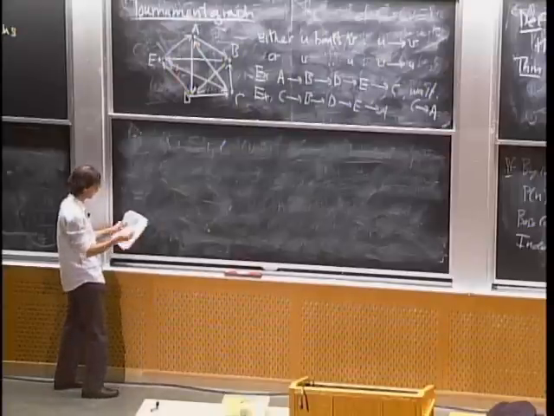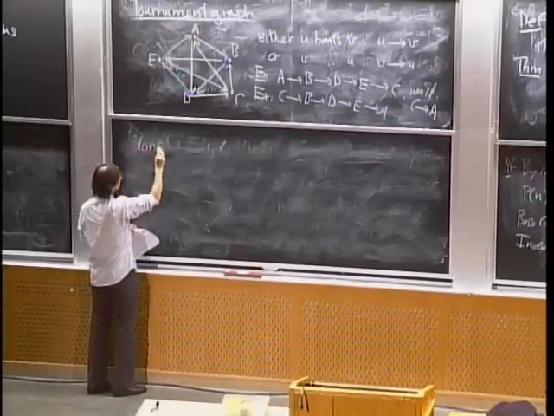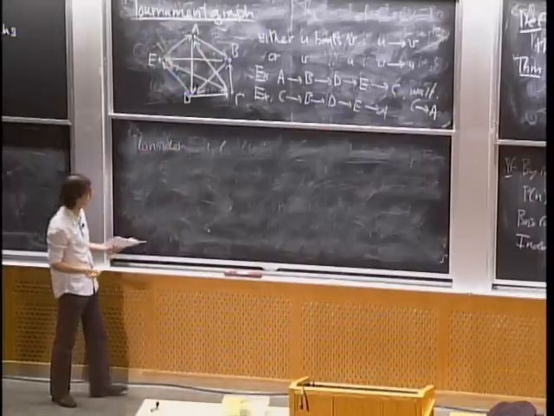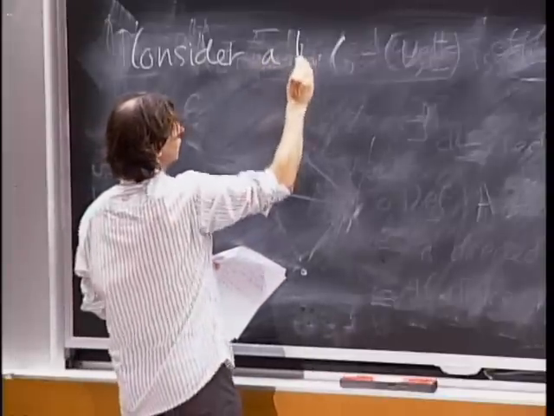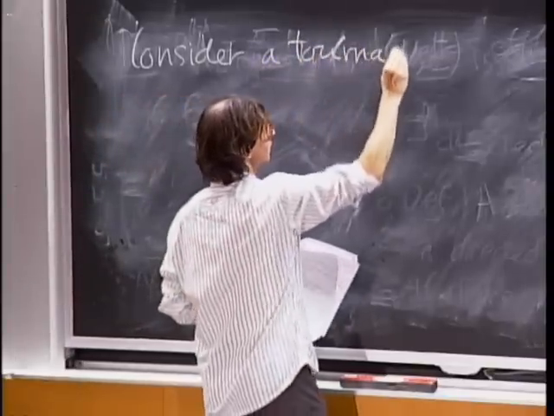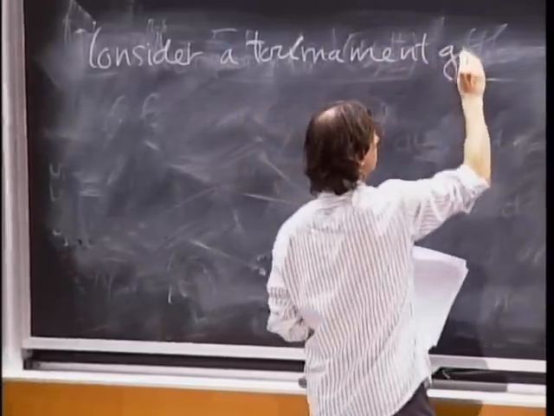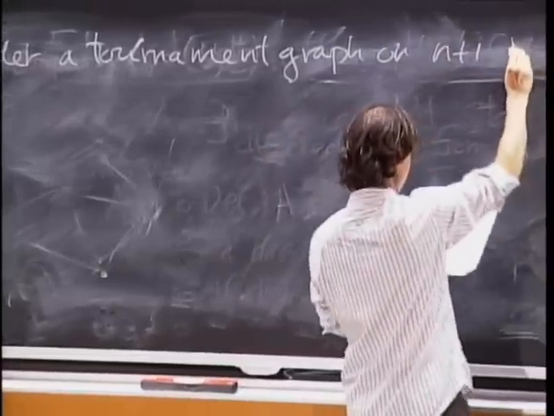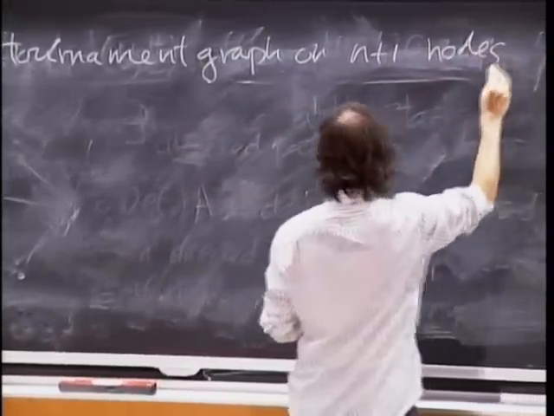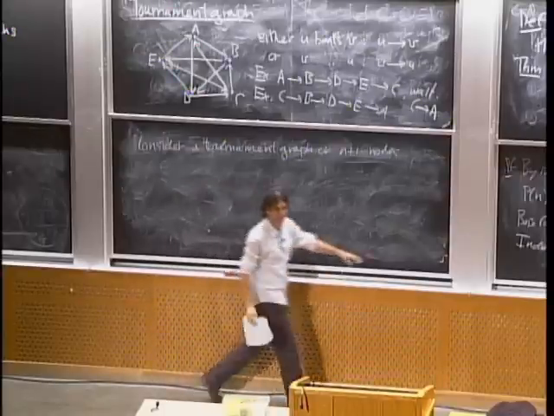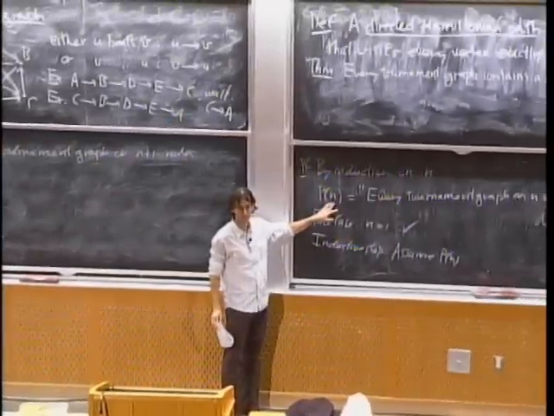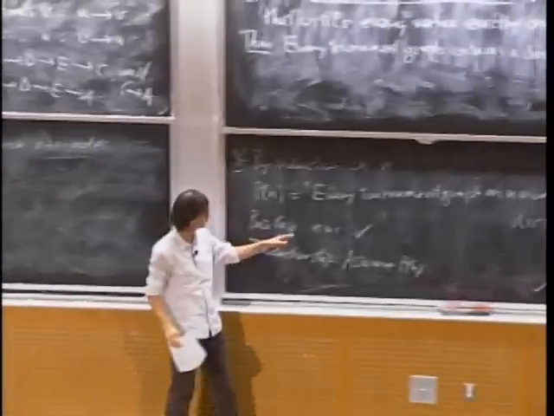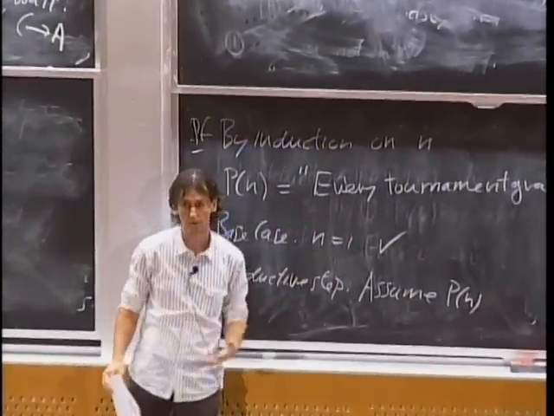So we have assumed Pn. Now we want to actually prove something about tournament graphs on n plus 1 nodes. So let's consider one. Consider a tournament graph on n plus 1 nodes. Now, how can I use my induction hypothesis? So I start with this, and I want to use something that talks about a tournament graph on n nodes. So how could I proceed here?